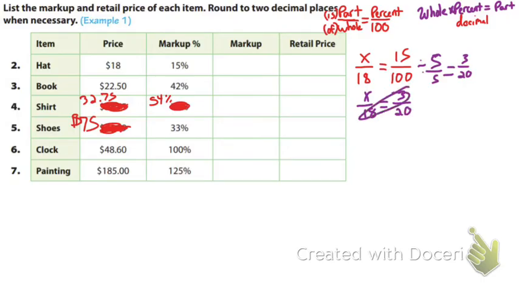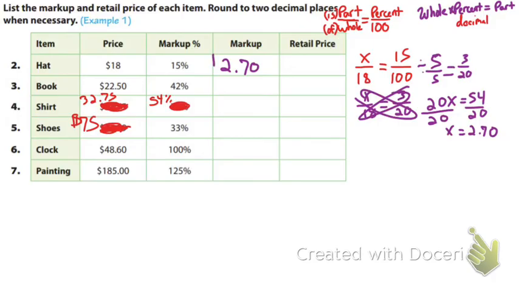So now to solve for that, we cross multiply. So we get 20x is equal to 54. Divide both sides by 20 to isolate x, and we end up getting 2.7, but since we're talking about money, it's $2.70. In this case, my markup is $2.70.